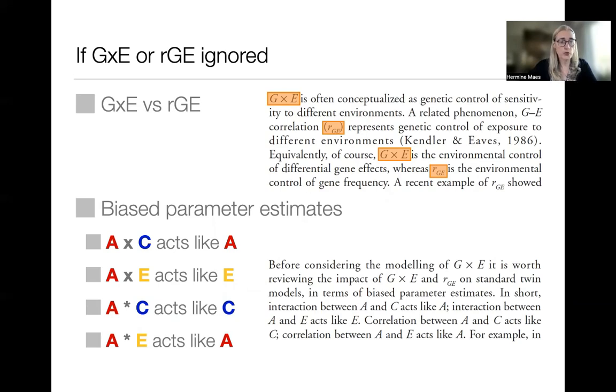And it works as follows. If we ignore interaction of the A by C type, that would act like additive genetic variance. In other words, the A component would be overestimated when A by C interaction is part of the real world of the phenotype. A by E interaction acts like E, the correlation between A and C acts like C, and the correlation between A and E acts like A.